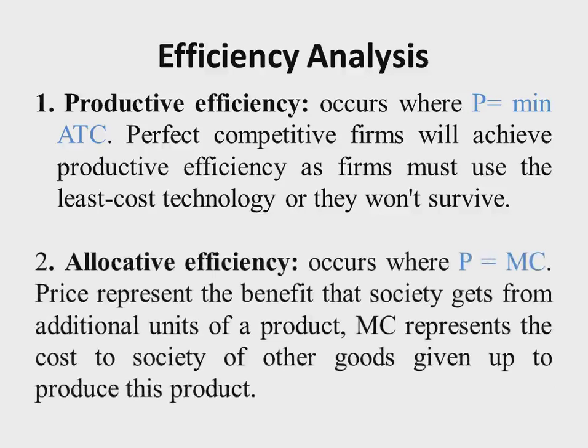Secondly, there is allocative efficiency at a point where price is equal to the marginal cost. Price represents the benefit that society gets from additional units of a product, while marginal cost represents the cost to society of other goods given up to produce this product. As such, society views this point as the optimal point, or a point of allocative efficiency, because the price has been set equal to the additional cost that the firm will incur, as opposed to setting a price that is above the marginal cost.